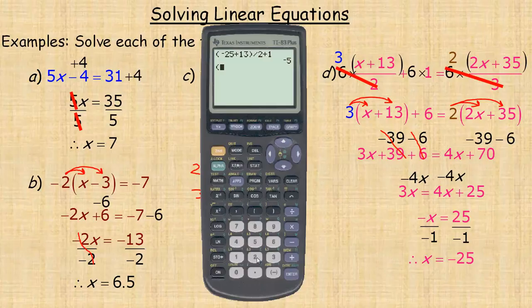So over here, we go 2 times that negative 25 plus the 35. And I'll close my bracket so it evaluates all that before I divide by 3. I do get the same number, so that checks that the negative 25 is the correct solution. And that's the end of the tutorial.